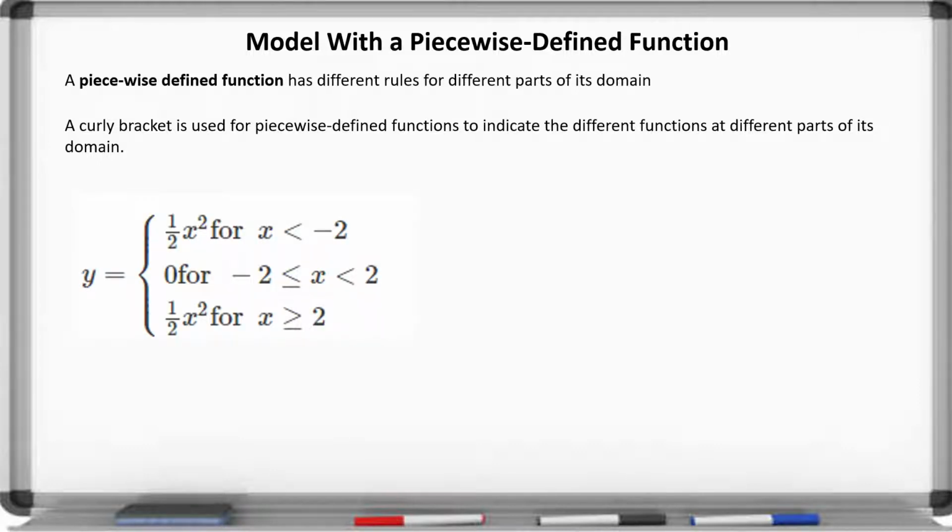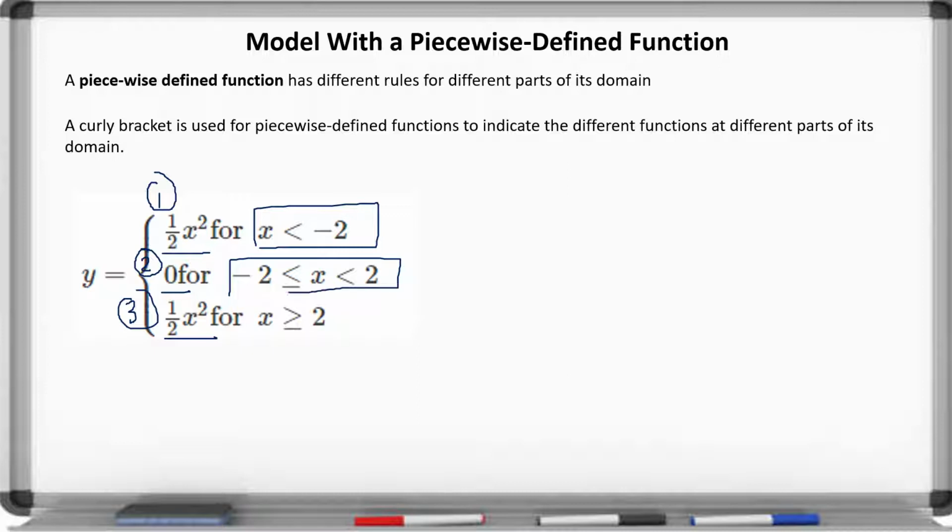Notice that you have three different rules. This is rule number one, this is the second rule, and this is the third rule. And you have different conditions. These are your conditions: condition one, condition two, condition three. Those are three different parts of your domain. So the function varies depending on what x values or what domain you have.